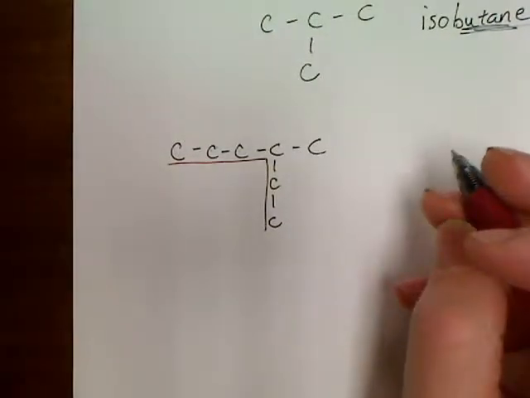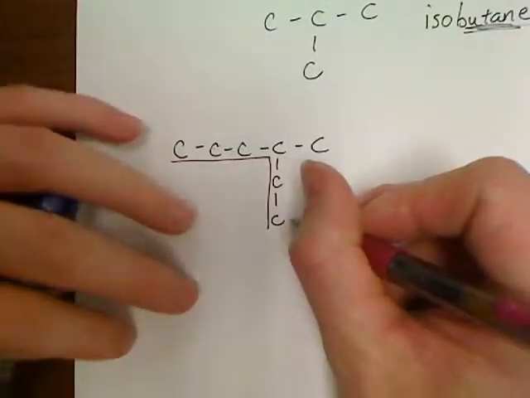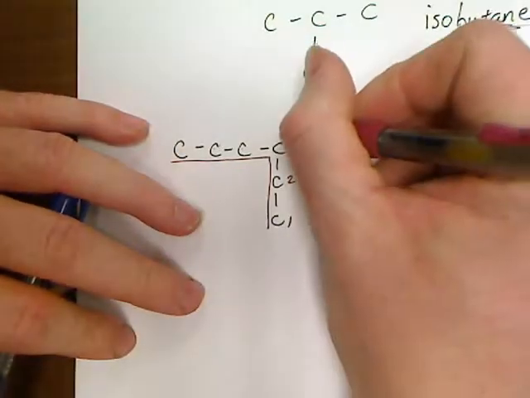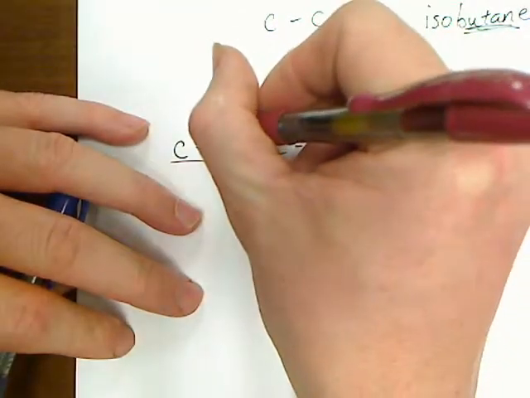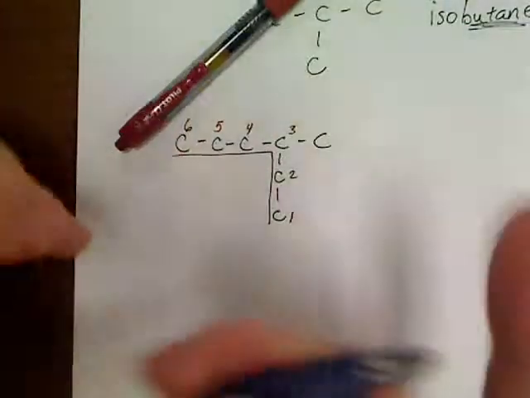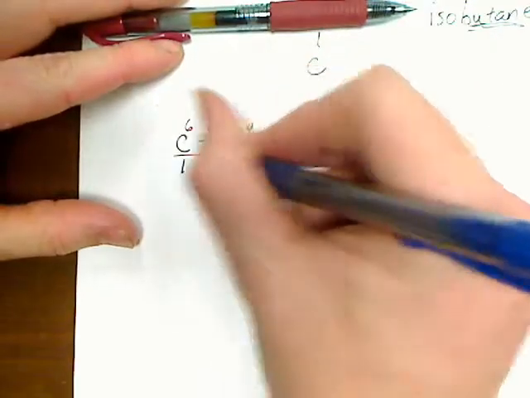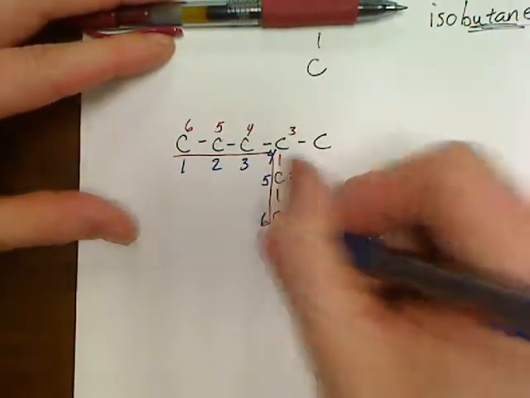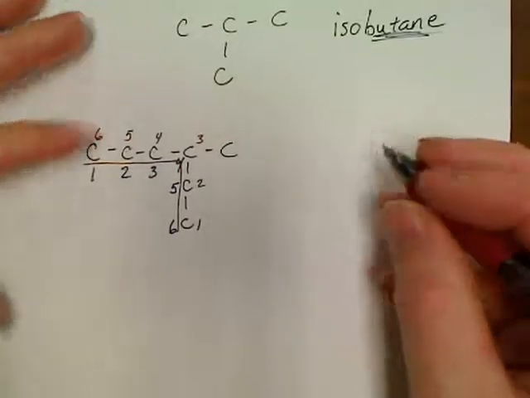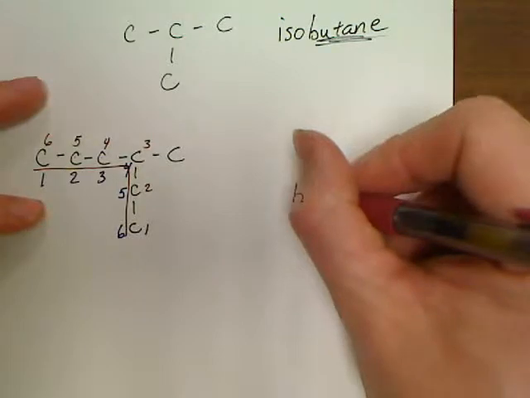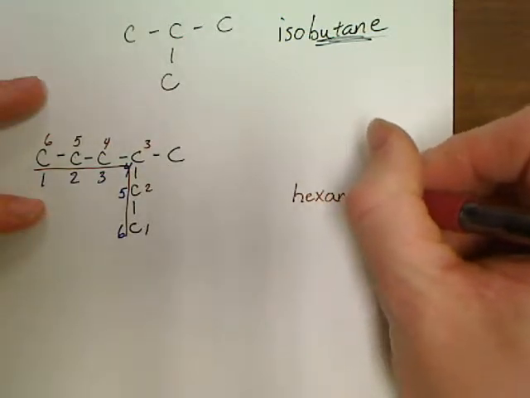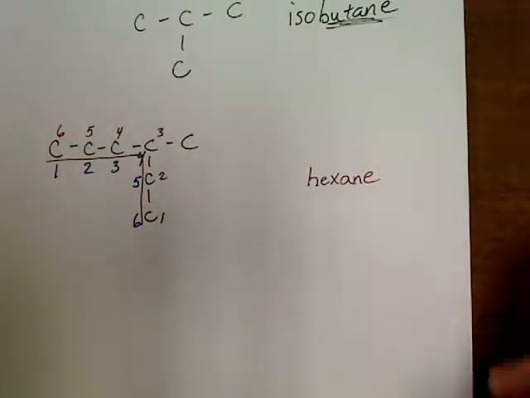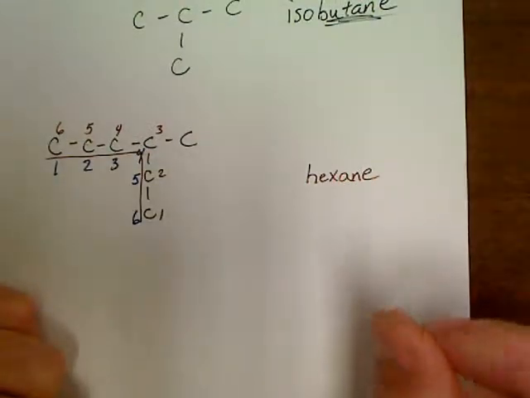Here's the thing. There's two different ways we can number this. We can number it 1, 2, 3, 4, 5, and 6, or we could number it from the other end, 1, 2, 3, 4, 5, and 6. Now, either way, when we go to name this, the root of the word is going to be hexane, because there's 6 C's in a row.